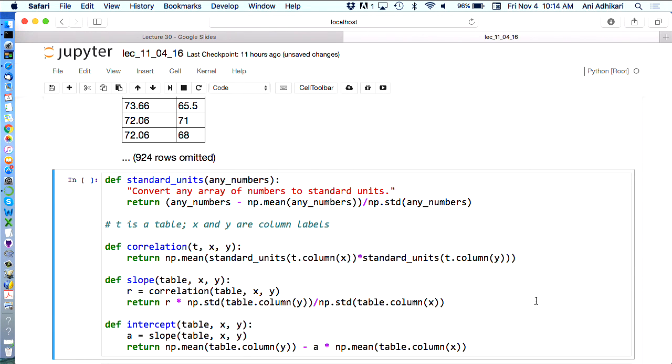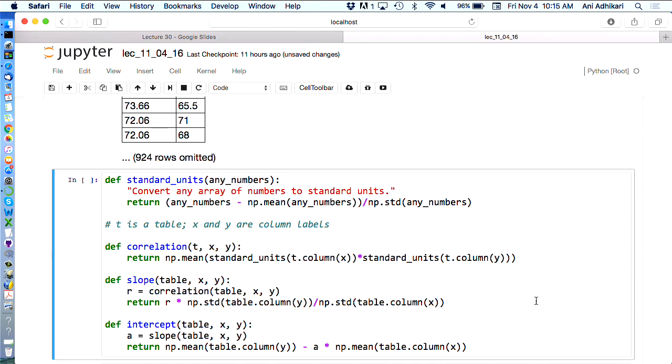We defined standard units some time ago. We use standard units to calculate correlation. The slope of the regression line uses the correlation and the 2 SDs. The intercept of the regression line uses the slope and the 2 averages. So when you define these functions, and I expect you to be able to define them with your eyes shut, the sequence is important. That's why we taught the stuff in that sequence.